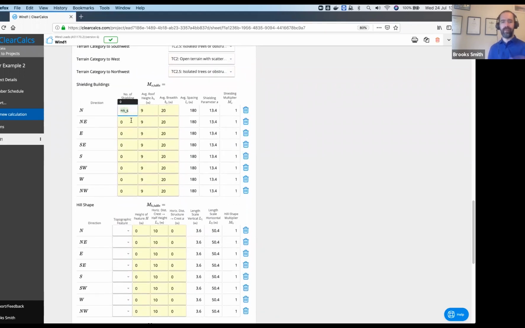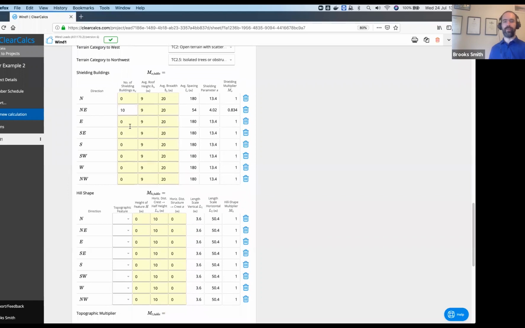Shielding buildings, there is nothing to the north because that's Mount Louisa. We're going to say that there are a few of them to the northeast. While most of these structures in reality are one story, for the purpose of this exercise, so that you can actually see what the shielding multiplier comes out to, I'm going to pretend that all of the structures here are 2-story. So I am just going to say the average roof height of all the shielding structures is still 9 meters for all of those shielding structures here. Average breadth, I'm just going to leave at 20 meters for all of these structures.